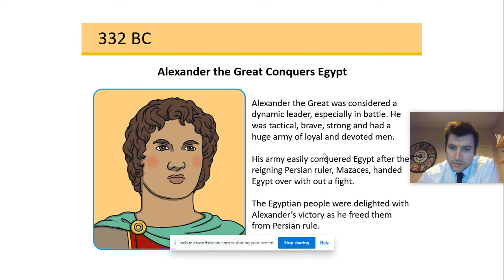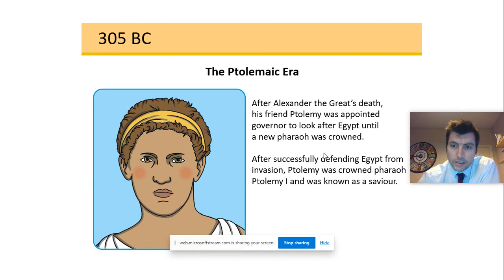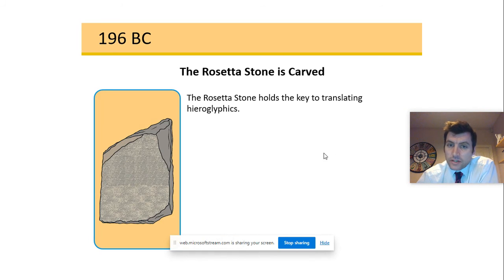And the Egyptian people were happy because they did not like being ruled by the Persians, the Iranians. Then Ptolemy was appointed the governor. So Ptolemy took over to take care of the area until they decided on a new pharaoh. Okay, and that was approximately 2,320 years ago. Okay, and eventually, because he was good at looking after things, he became the ruler. So it became Ptolemy. Okay, and it's one of the most famous ones.